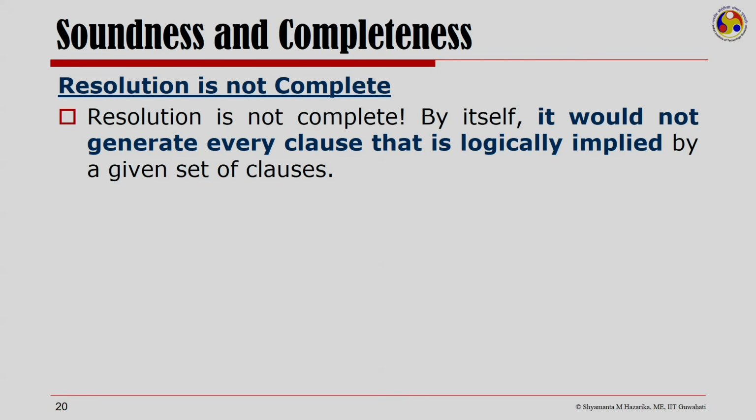The second property of resolution is something that we need to be very clear about when we are doing resolution refutation proofs. Resolution is not complete. What I mean by it is that by itself it would not generate every clause that is logically implied by a given set of clauses. For example, a tautology is logically implied by every set of clauses, but resolution will not produce this clause from the empty clause.